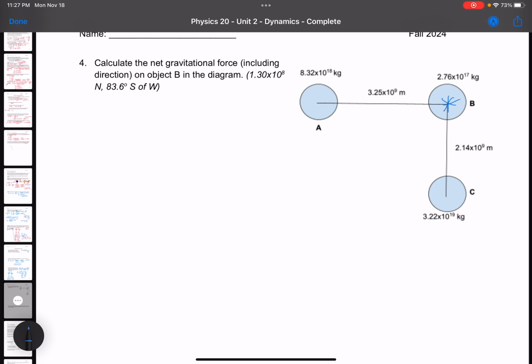Because of object C, it's going to try to pull it downwards. And because of object A, it's going to try and pull it to the left. So if I make a free body diagram, I'm going to have a force to the left and a force downwards. Again, remember we draw tip to tail. And this resultant is going to be my F net.